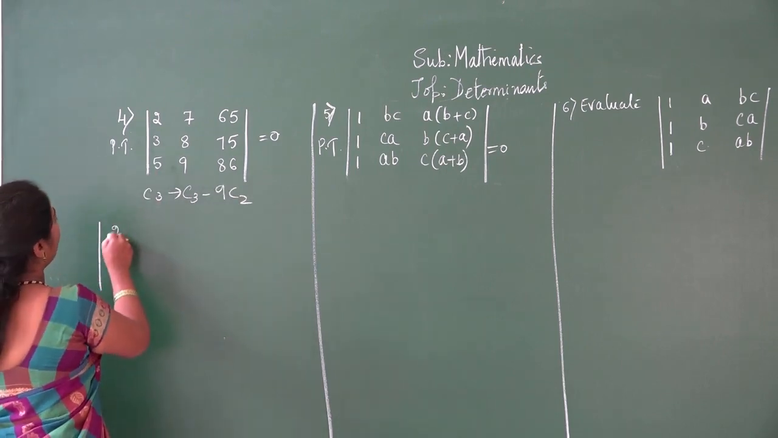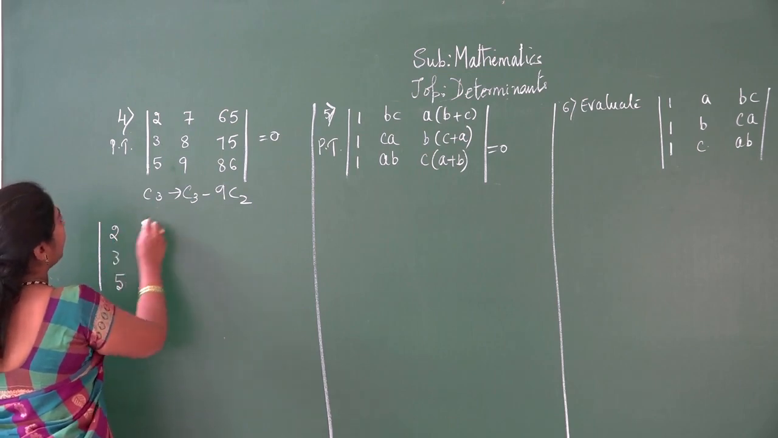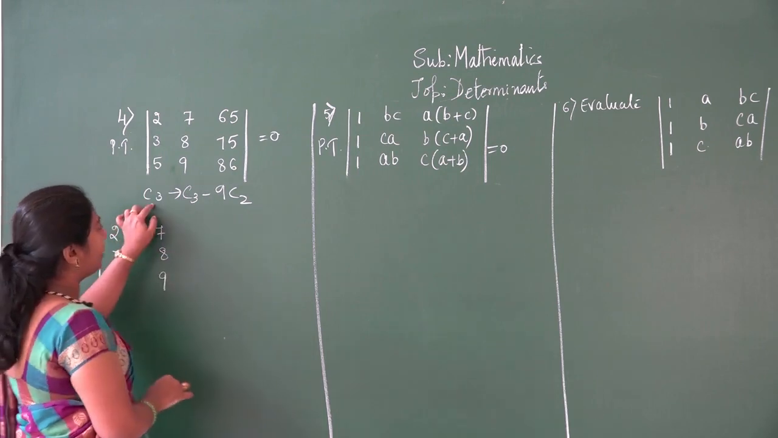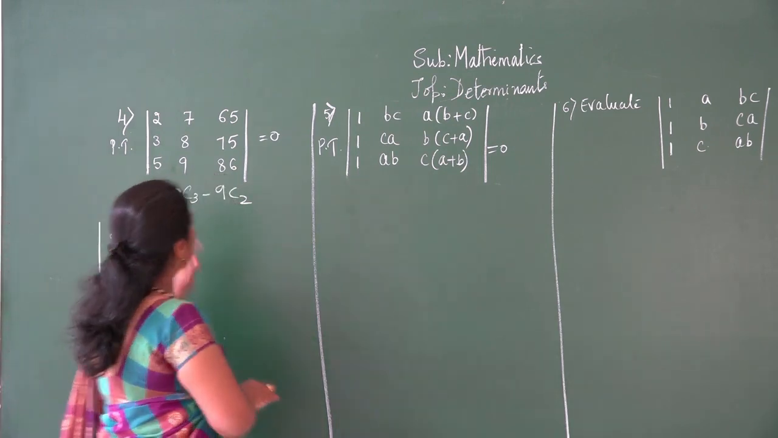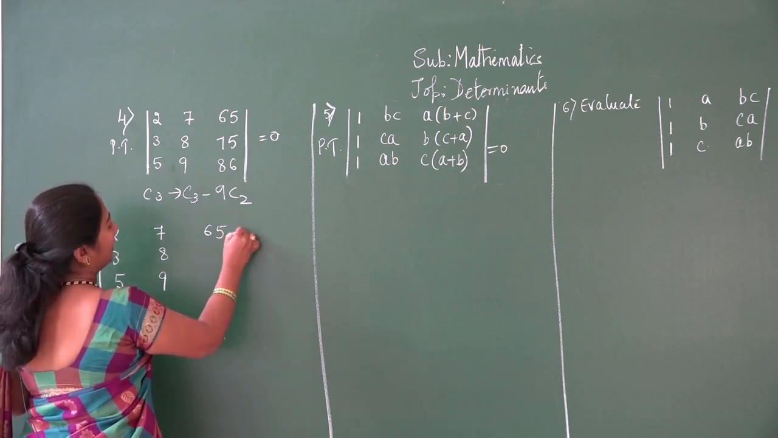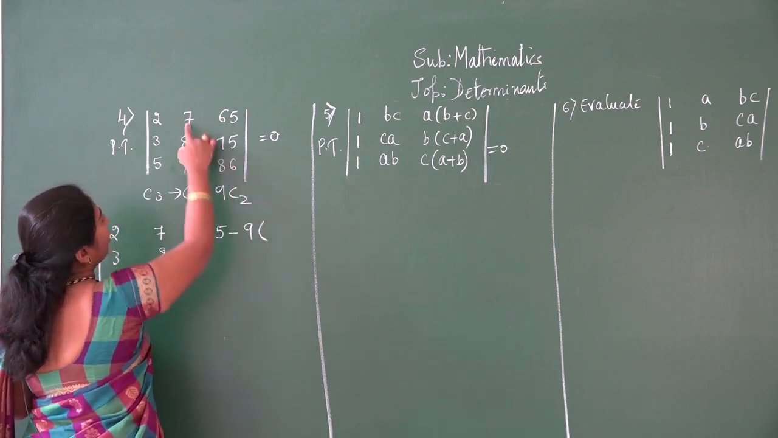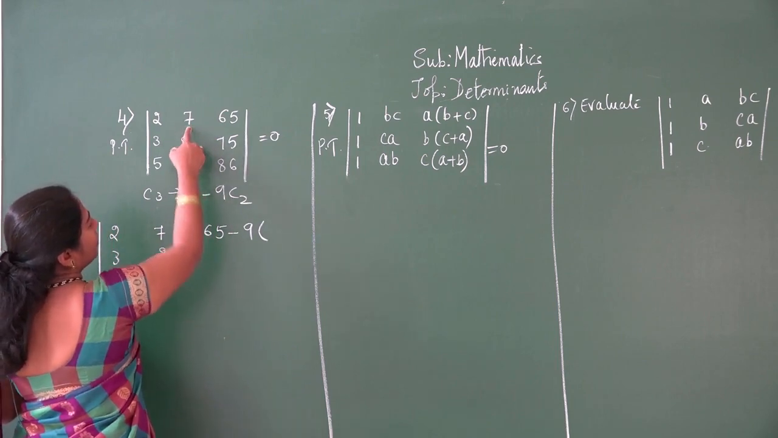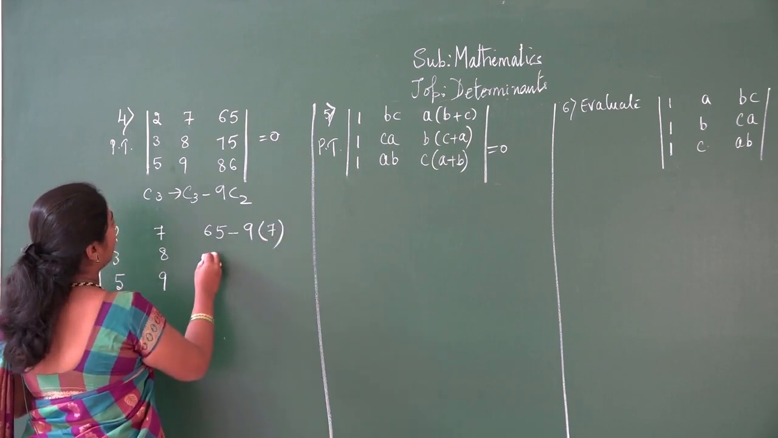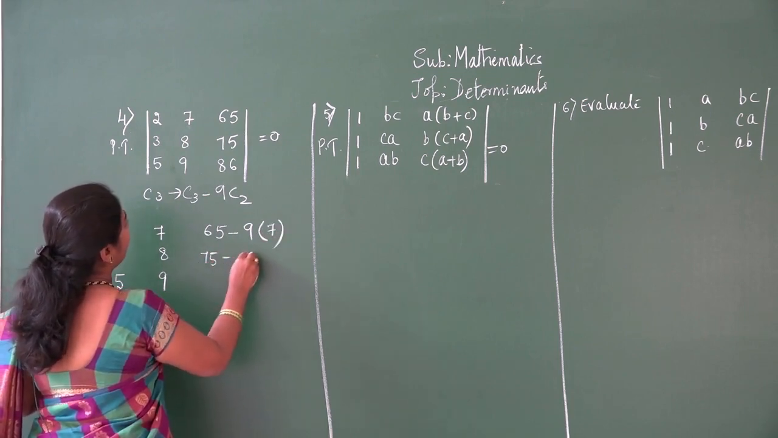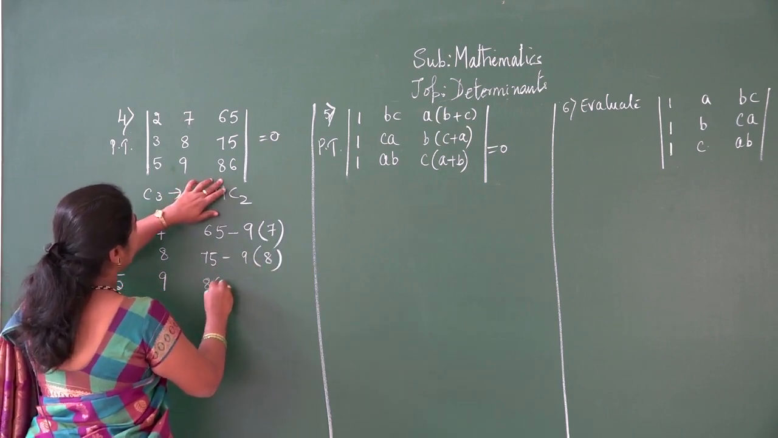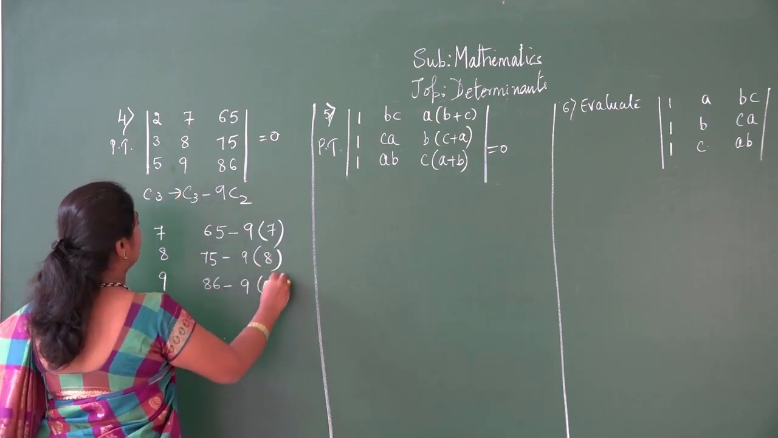What is column 1? 2, 3 and 5. Column 2 also remains the same, that is 7, 8, 9. Here I have considered column 3. What is column 3? Column 3 is 65, with what sign? Minus, 9 times column 2. So 9 times 7. Similarly, 75 minus 9 times 8. Again, 86 minus 9 times 9.